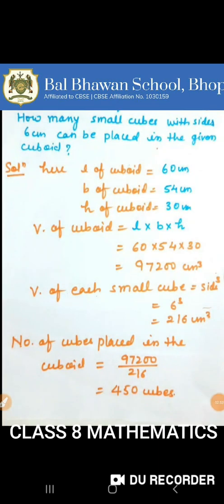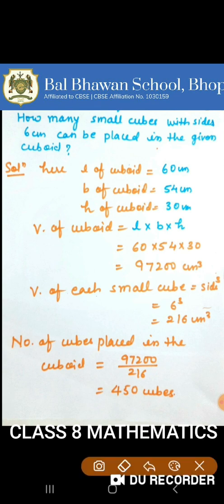Children, now we are solving question number 4. What is question number 4? A cuboid is of 60 centimeter by 54 centimeter by 30 centimeters. How many small cubes with side 6 centimeter can be placed in the given cuboid? What is our question? Try to understand. There is a cuboid, and the dimensions of the cuboid are 60 centimeter, 54 centimeter and 30 centimeter.